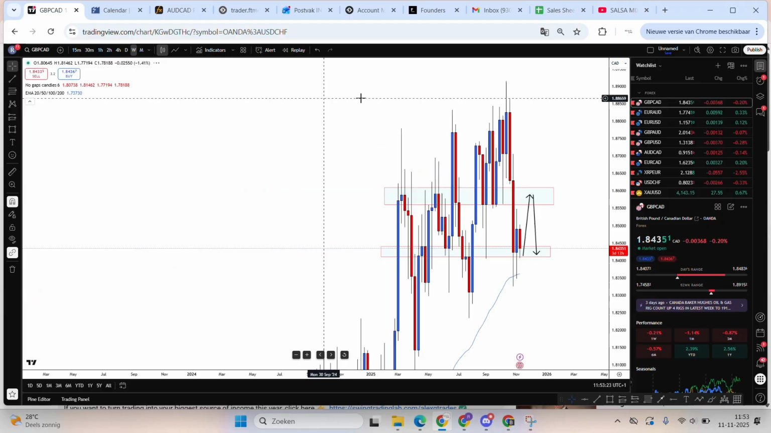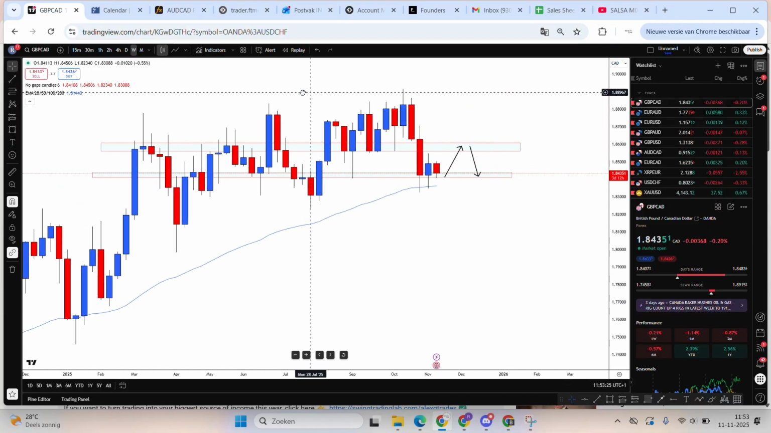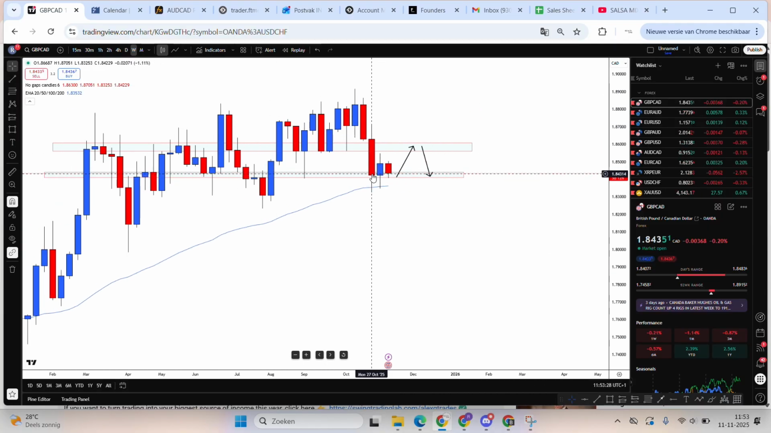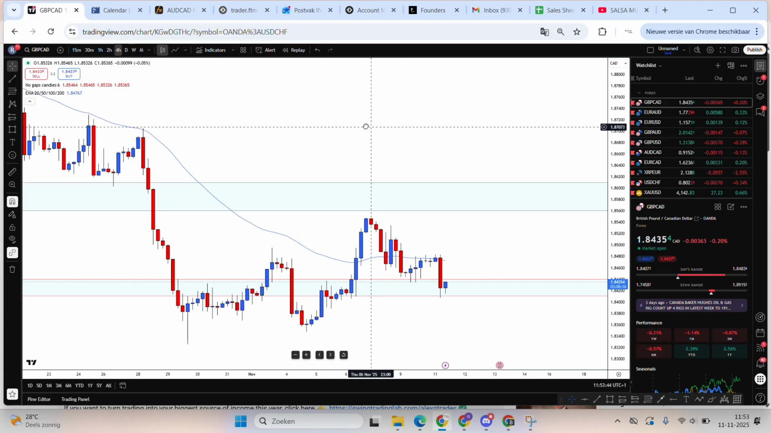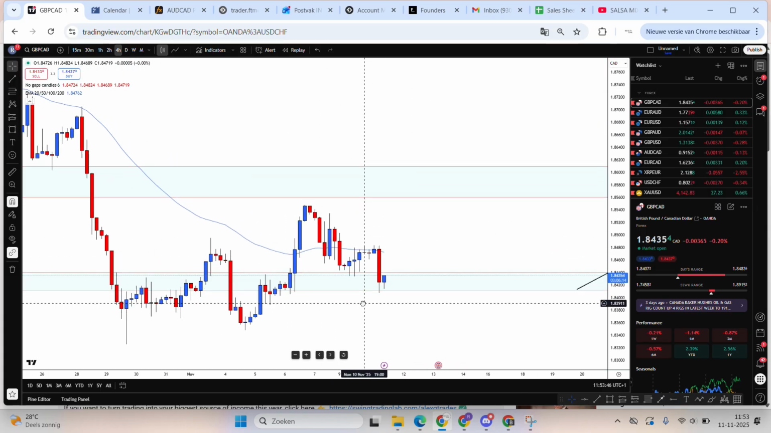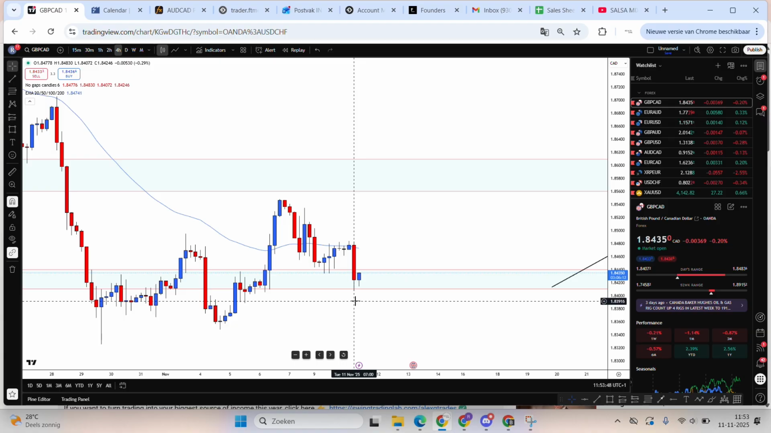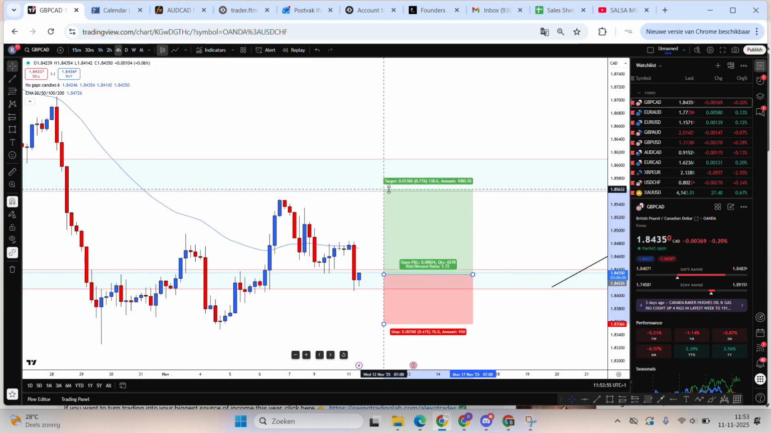GBP CAD, we had on a weekly time frame the market breakdown of the area of support right there. Well, on the daily time frame, we just shifted bullish. That's perfect because it's a weekly area of interest and we need two time frames in sync. So right now, the daily shifted bullish and the 4 hour shifted bullish right there. So that gives us a beautiful counter trend trade. I have to say that, but it gives us a beautiful counter trend trade to trade from here to here.